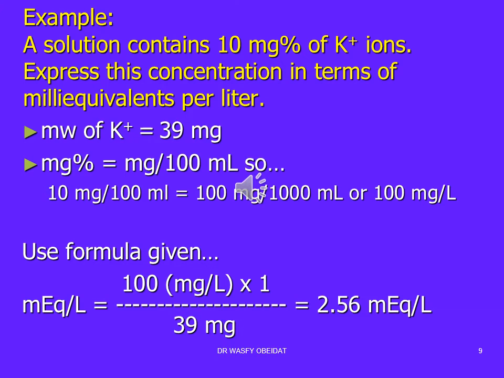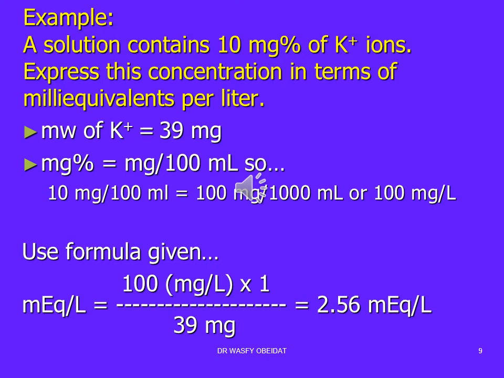Therefore, we can use the first formula in slide number 4, where milliequivalents can be obtained by multiplying the milligrams by the valency and then dividing by the molecular weight or the atomic weight. So we input all the values. Maybe first we can convert the milligram percent into milligrams per liter to get the value of milliequivalents per liter.